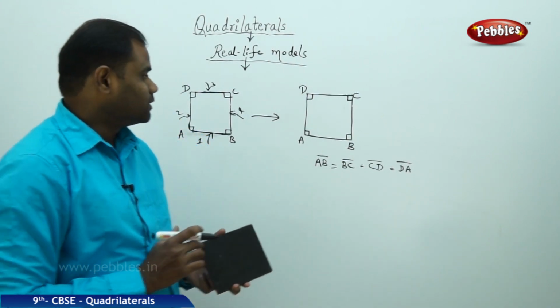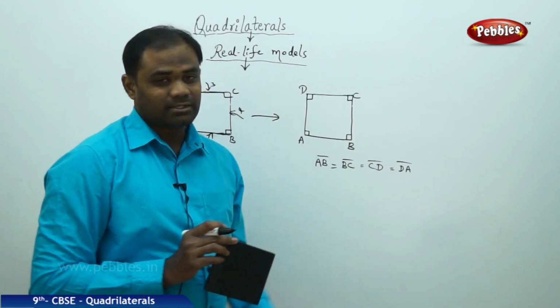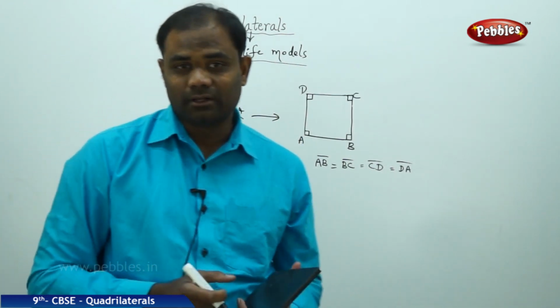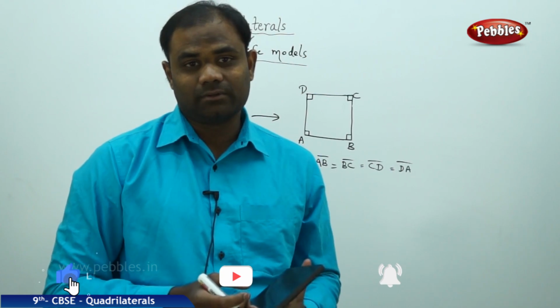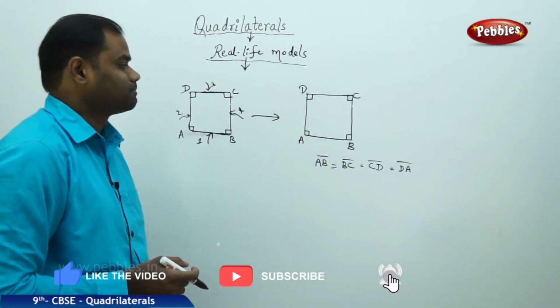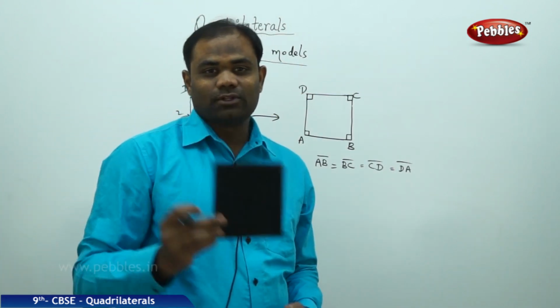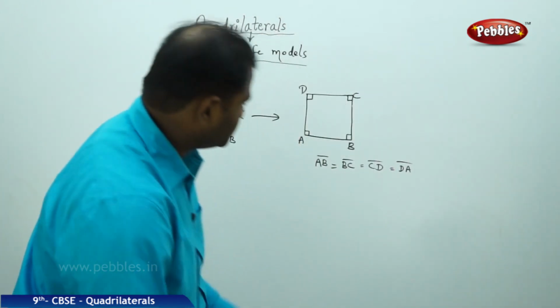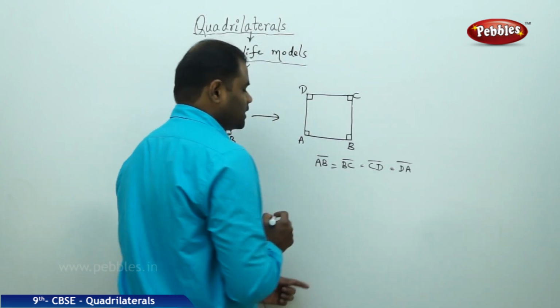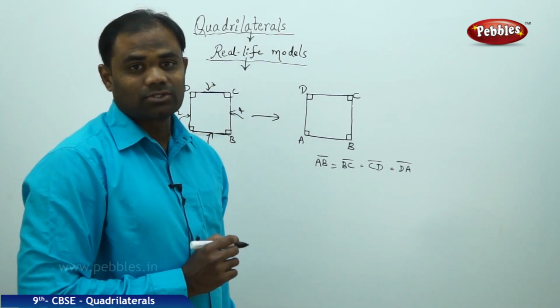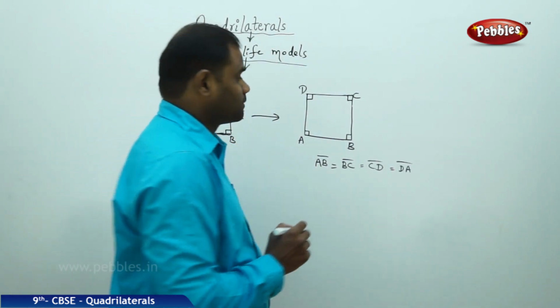So let's see, with each angle being 90 and all sides equal, what we can define for this kind of quadrilateral as a special case. Interestingly, in this case, I see that for this real life model in which each angle is 90 and all sides are equal is called a square.